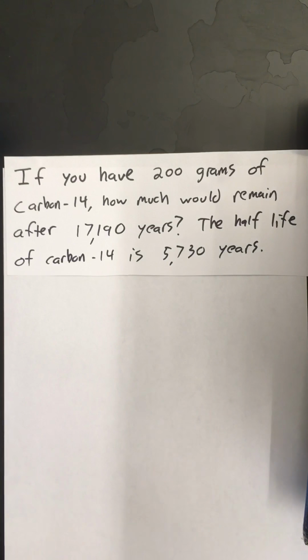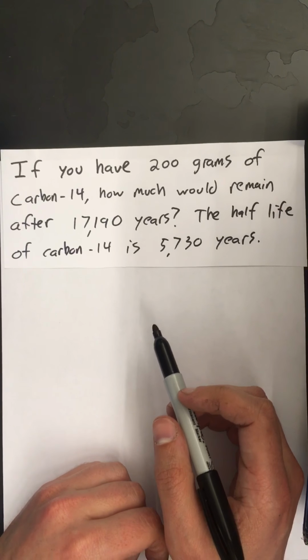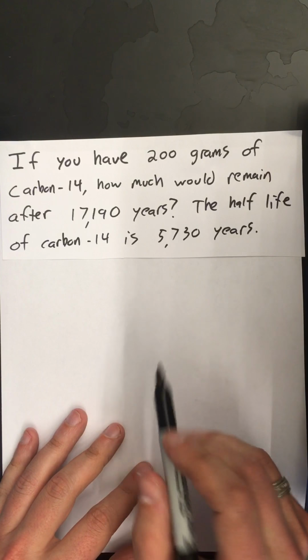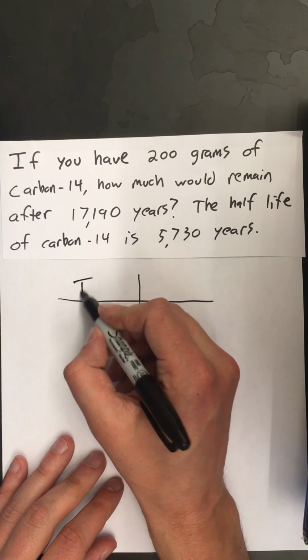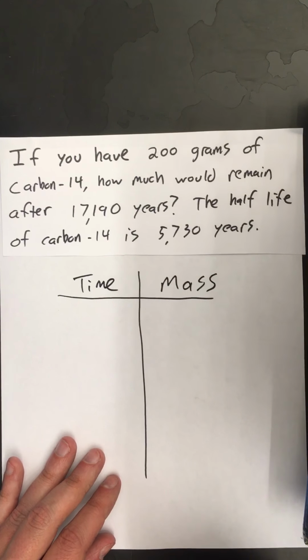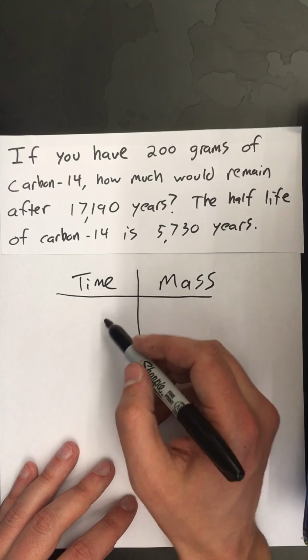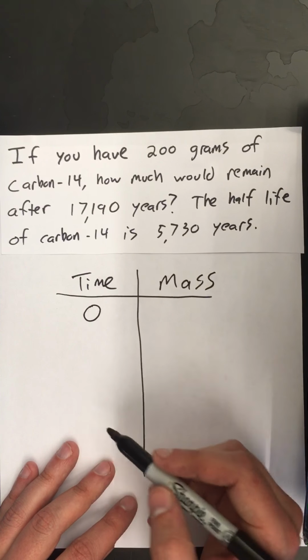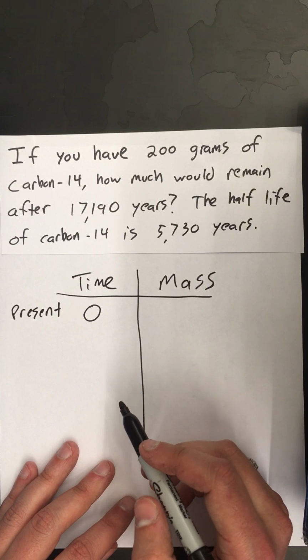It says if you have 200 grams of carbon-14, how much would remain after 17,190 years? And then it gives us the half-life of carbon-14 as 5,730 years. There's a couple ways that you can do this problem, but a really simple way that I use a lot in class is to make yourself what I call a time mass chart. This is just a little chart that we can keep track of what's happening as we predict into the future. So let's always start at time 0, which you can think of as the present or your starting spot.